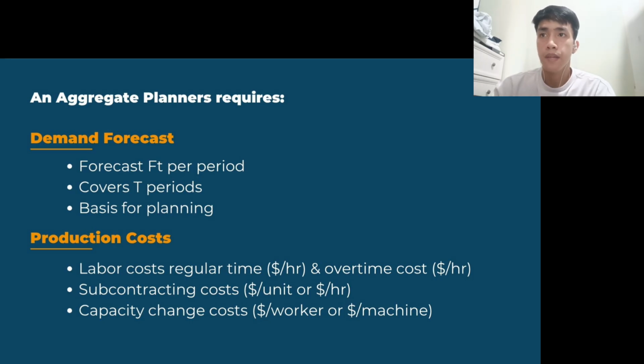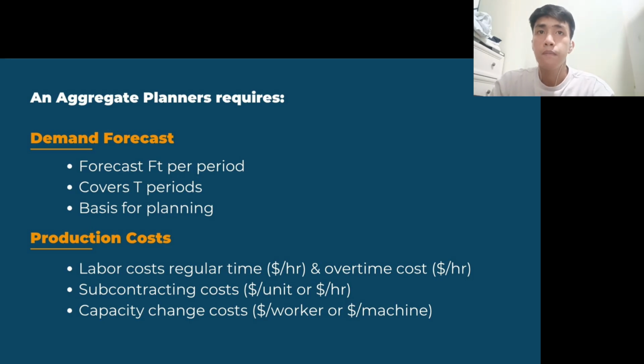Next, we have production cost. Importante to kasi dito nakabase kung magkano yung magiging total expenses natin. Una, yung labor cost. May dalawa itong type, yung regular time which is normal working hours, and overtime na usually mas mahal. So, kailangan natin mag-decide kung kailan worth it mag-overtime.